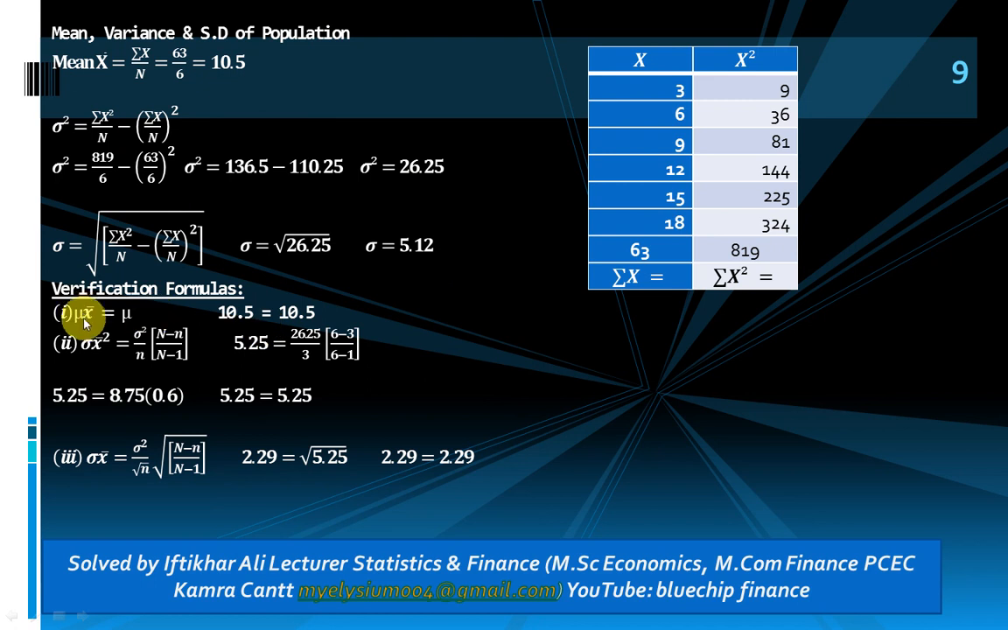So in the first case, sample mean is always equal to population mean, as you are seeing here, sample mean was 10.5 and population mean is also 10.5. After that, sample variance is equal to population variance divided by sample size, multiplied by population size minus sample size divided by population size minus 1, and the result is here in front of you, 5.25 equals 5.25, and the third verification is the standard deviation which is given here.